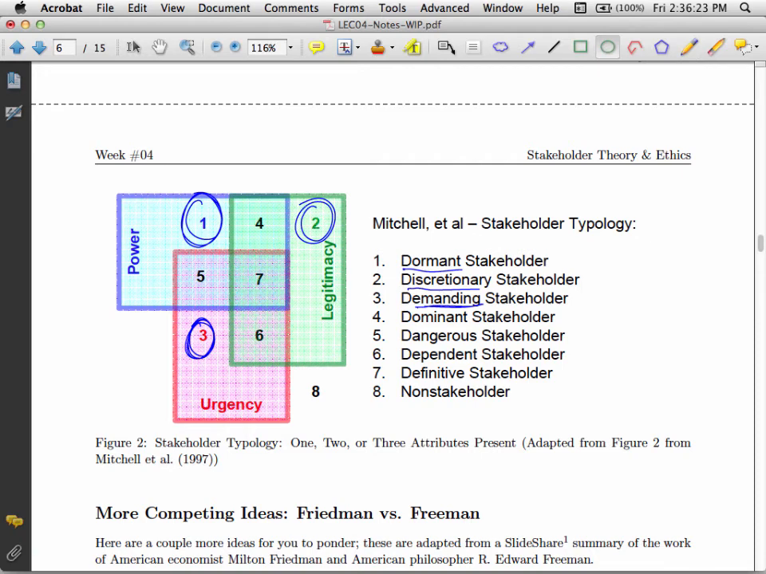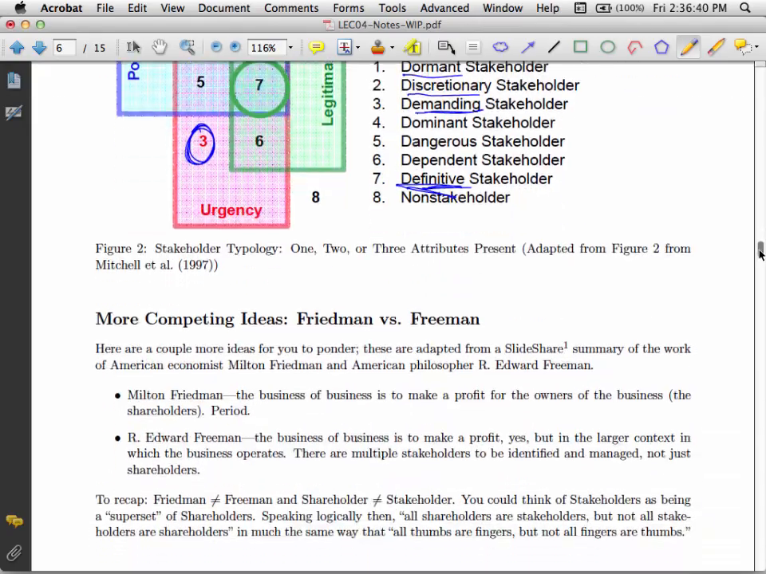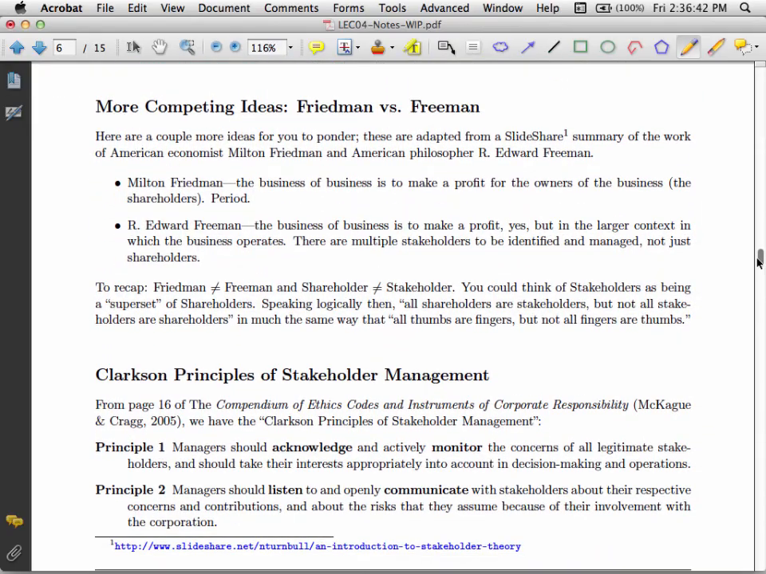Where things get interesting is where all of these overlap. And there's 7 where we have stakeholders that have power, legitimacy, and urgency, what this paper calls the definitive stakeholder. So again, I urge you to read the whole paper and get all the background information on all these stakeholders.